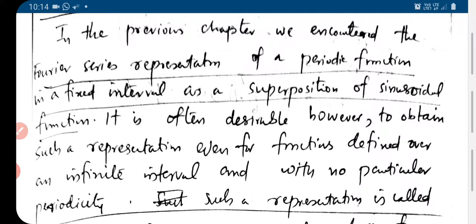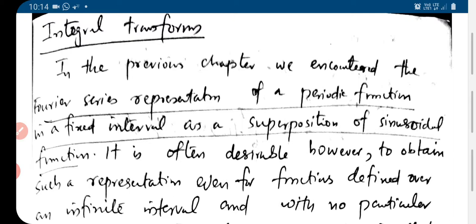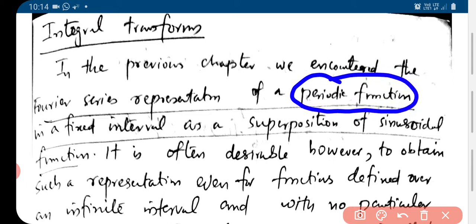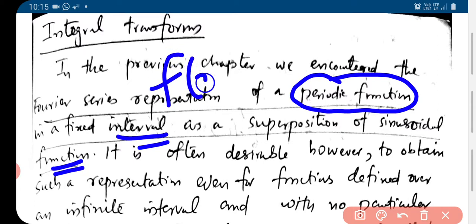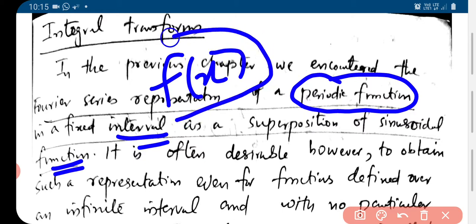We know the Fourier series is the representation of a periodic function in a fixed interval as the superposition of sinusoidal functions, sines and cosines. So the function has to be periodic. One of the conditions for representing a function f of x as a Fourier series expansion is that it has to be periodic.